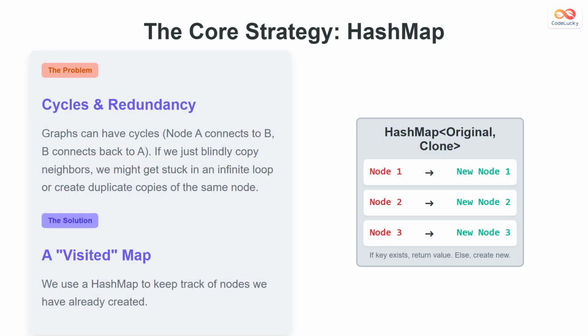The tricky part about graphs is that they can have cycles. If node A connects to node B and node B connects back to node A, a naive copy approach would loop forever. To solve this, we use a HashMap. This map acts as our memory. It stores the mapping between an original node and its cloned version. Before creating a new node, we always check this map to see if we have already cloned it.